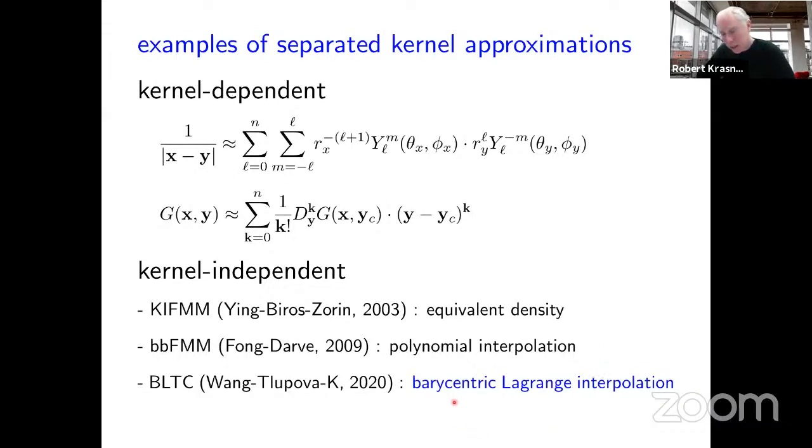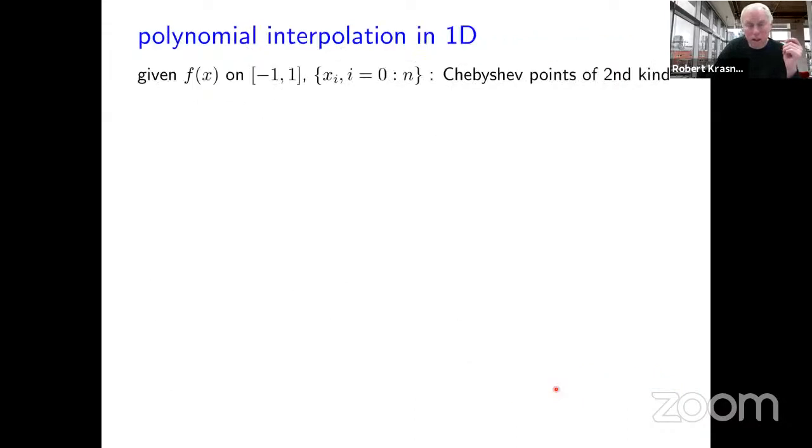Let me simply say that the barycentric Lagrange interpolation we found is able to achieve the two goals that we wanted. Remember, we wanted scaling better than order n squared, but still be well suited for parallelization. And that's what this enables us to have. So that's the punchline. If I don't get to cover all the details, we can discuss it.